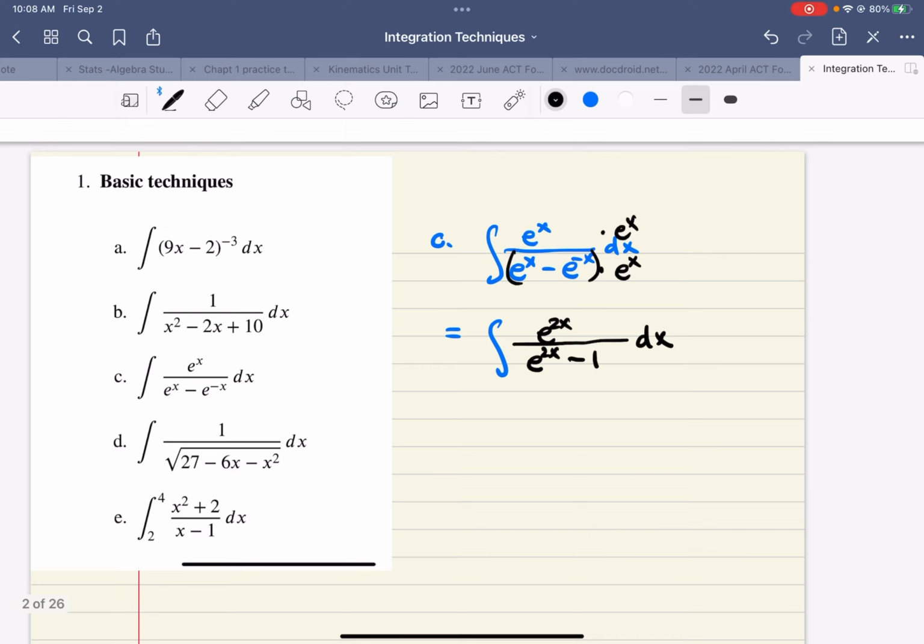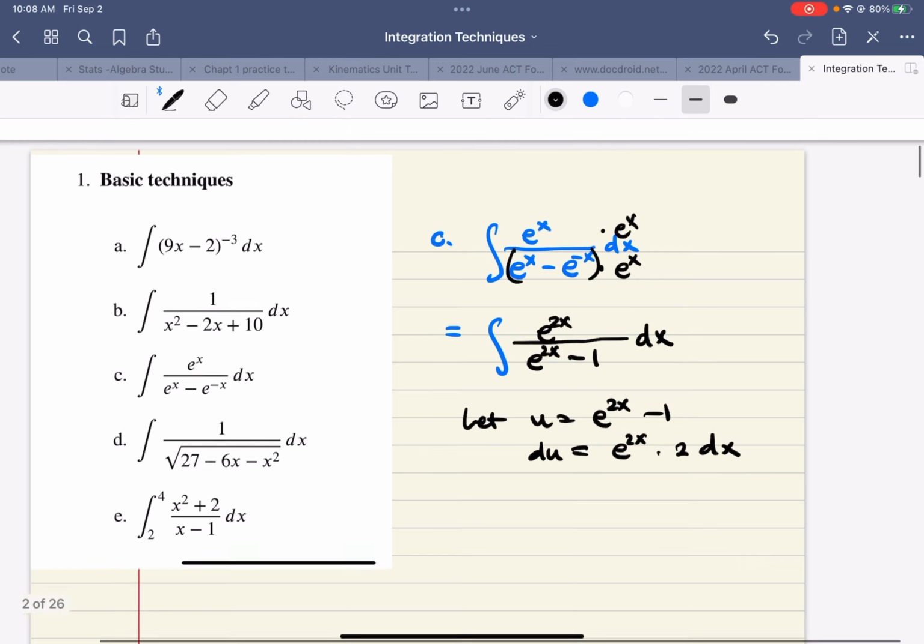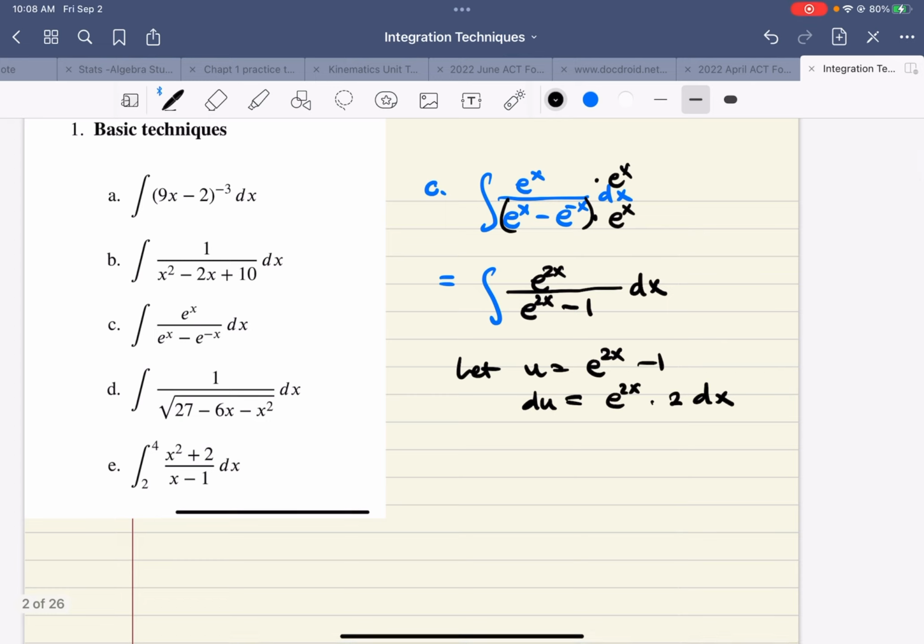And then from here, you can use u-sub. Let u equal e to the 2x minus 1, right? Then du equals e to the 2x, and by the chain rule, the derivative of 2x is 2 dx. So it will be, so the denominator is just u.